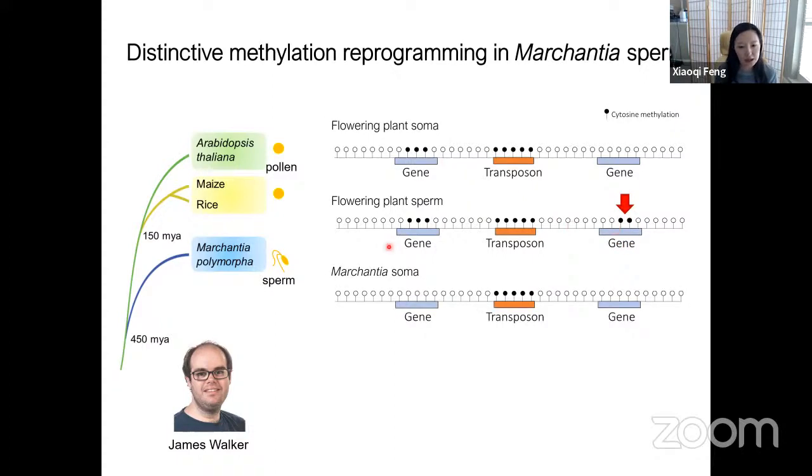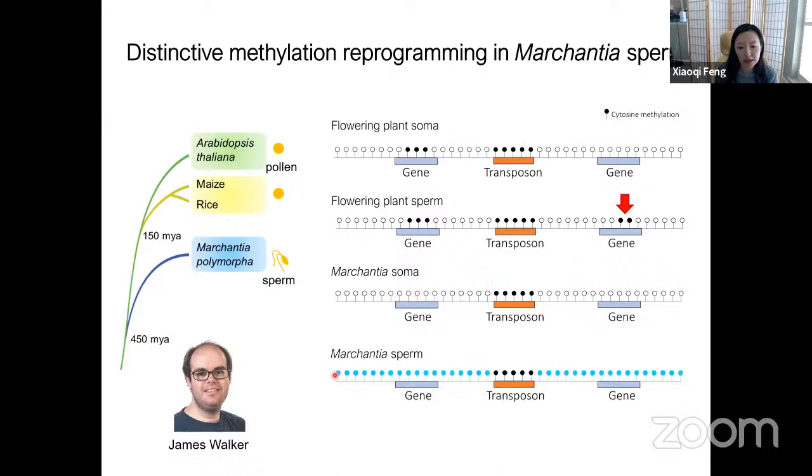And in the Marchantia somatic tissues, only transposons are methylated and genes are not. However, in the Marchantia sperm, we found the whole genome is methylated. And this whole genome methylation pattern has never been seen from any plant. In fact, as far as we know, this represents the most heavily methylated genome seen from any organism.